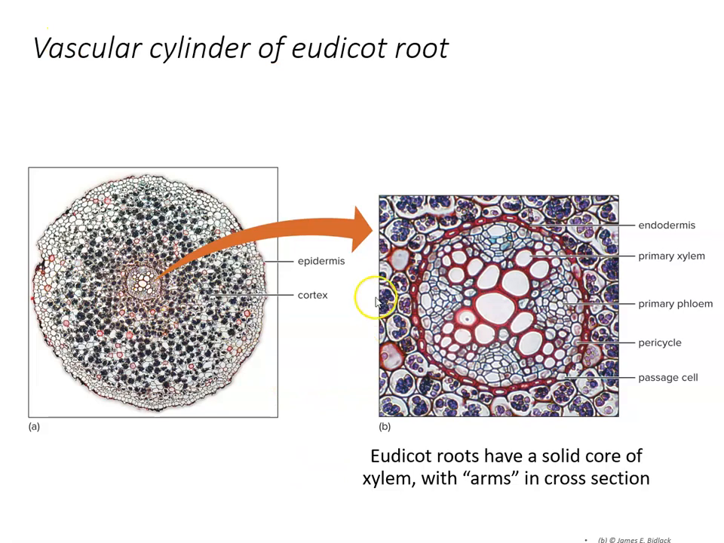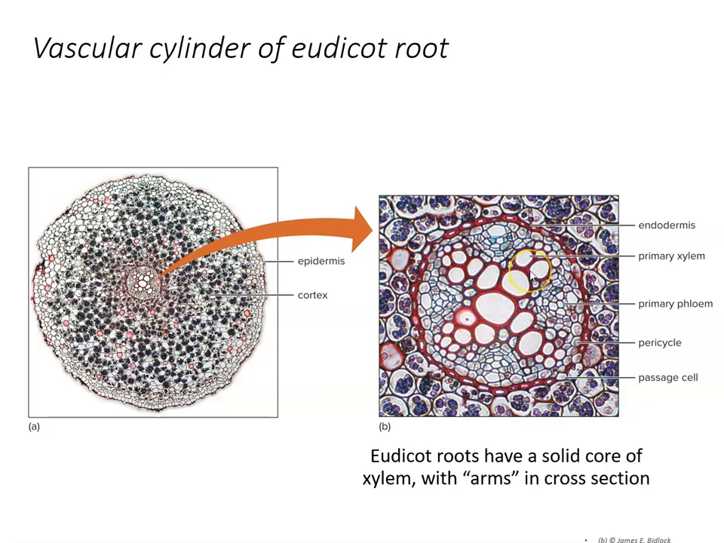This is a vascular ring or vascular cylinder in the center of the eudicot, and this is a pretty characteristic looking eudicot root. It has this solid core in the middle of xylem, surrounded by phloem. And the pattern of the xylem and phloem makes an X or a cross, depending on how it's oriented on the slide.